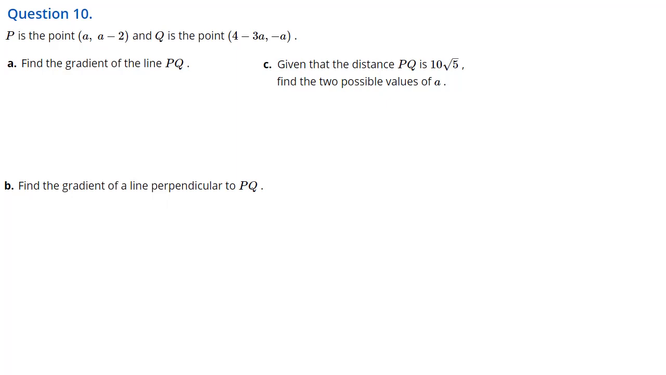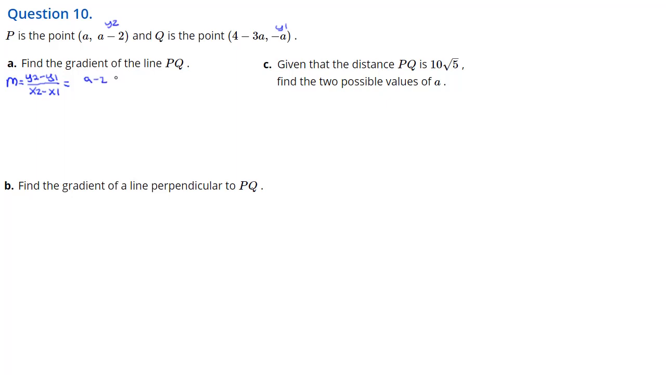In question number 10, we've got a point A, comma A minus 2, and then Q is 4 minus 3A, comma negative A. They want us to find the slope, or the gradient, and to do that we're going to need to use the formula y2 minus y1 over x2 minus x1. Even though there's a bunch of letters here, we're still going to use the formula and plug everything in. Keep in mind, it doesn't matter whichever one is y2. Whatever we start off as y2, then that x2 is going to match up.